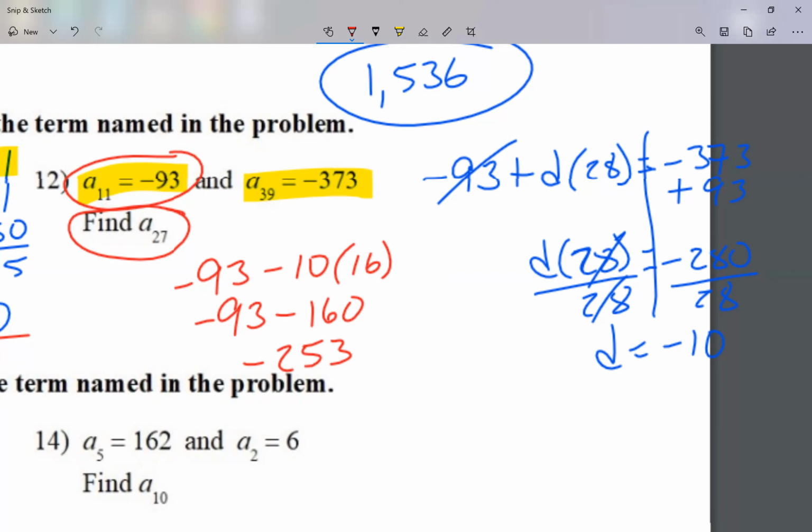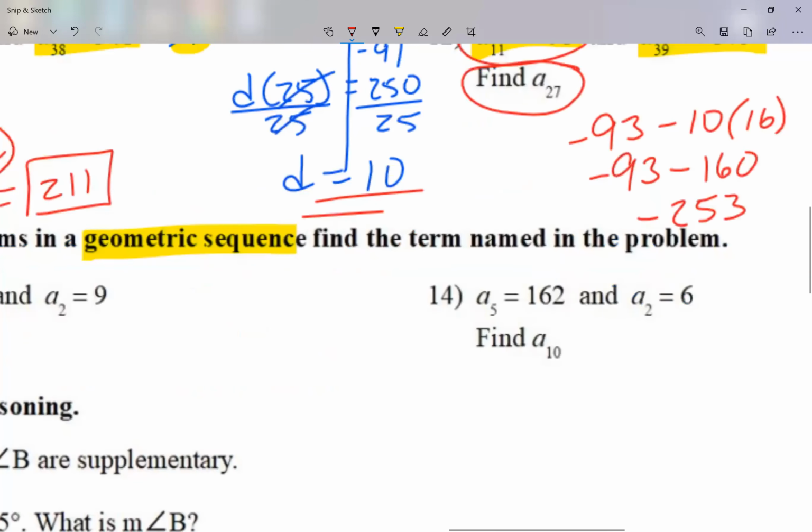Now, get really good at this. In Algebra 2, you guys are going to see sequences again. This is part of Algebra 2 as well. Right, I'm solving for a variable that was Algebra 1, right? So there's topics that we see more than one time.